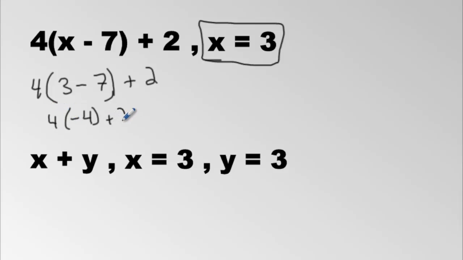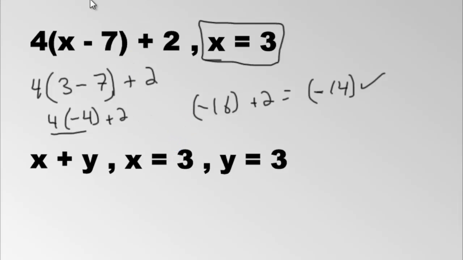We have plus 2. Now we have this. And what does this state? It states that we have to multiply and then add. So we have 4 times negative 4 is negative 16. Put it in brackets, add 2 more, and we get negative 14. That's our final answer when we substitute x equals 3.